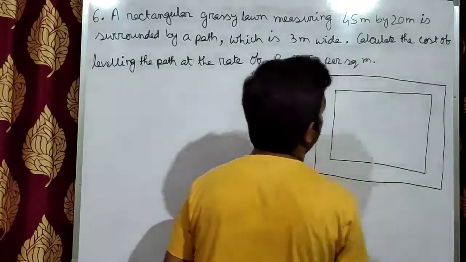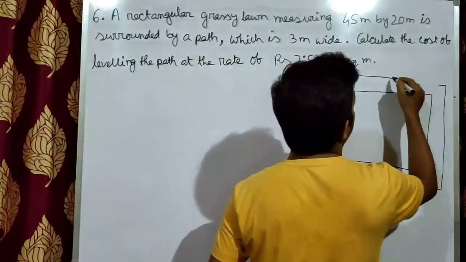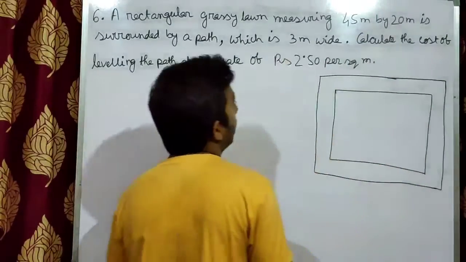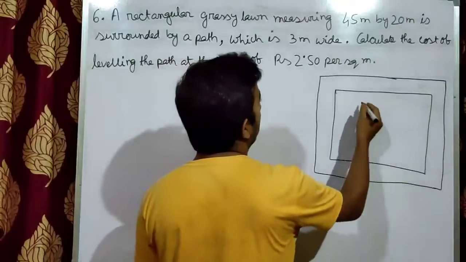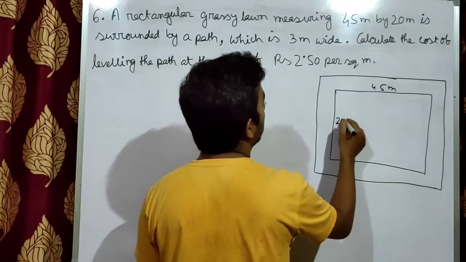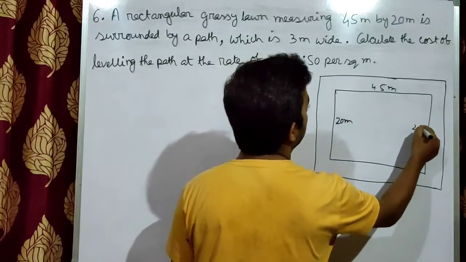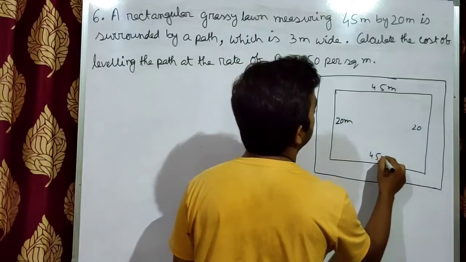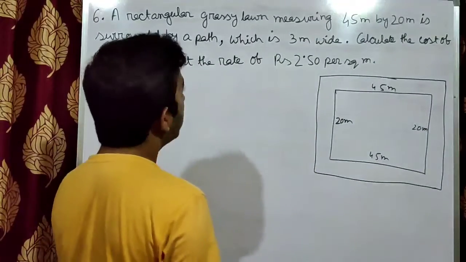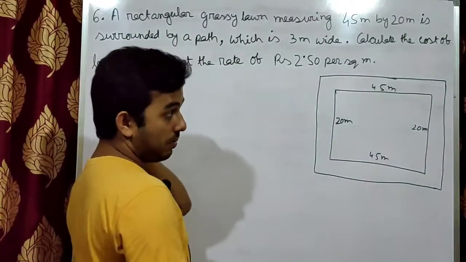This is our required path, right? So here the dimensions of the lawn is what? 45 meter by 20 meter, right? It is 45 meter by 20 meter, and same as we have done many a times, right?